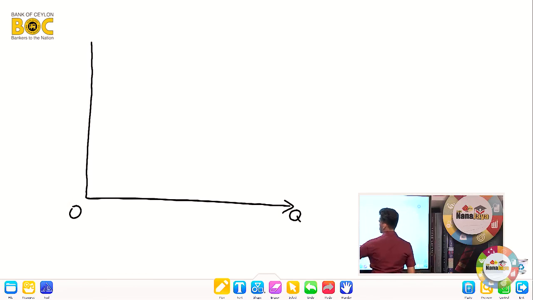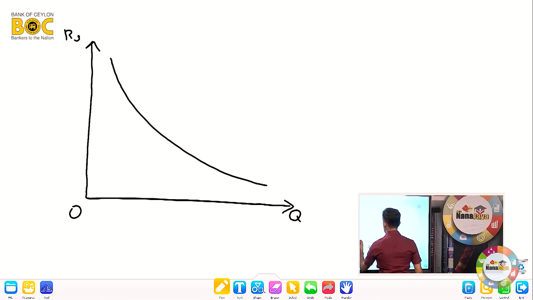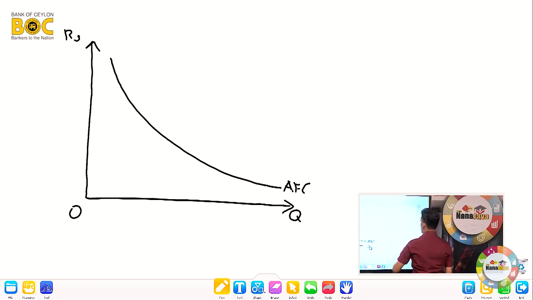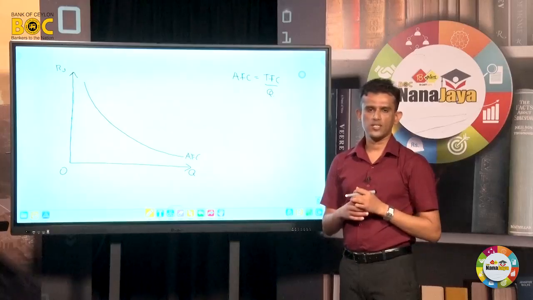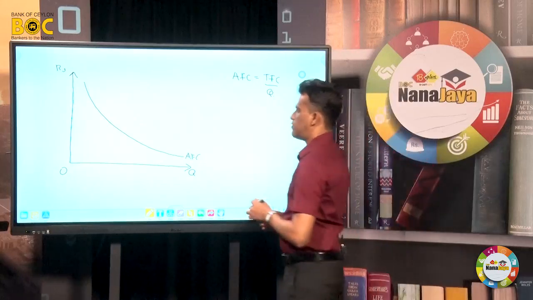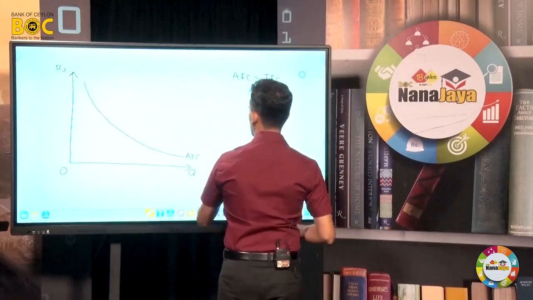Quantity of output, value in rupees. Usually the average fixed cost curve takes the shape of a rectangular hyperbola. Average fixed cost is calculated by dividing the total fixed cost by the quantity. We know that in the short run production process the total fixed cost doesn't change. When the level of output increases, the total fixed cost doesn't change. Therefore, when the level of output increases, the average fixed cost is gradually going down. So the average fixed cost curve is continuously going down.